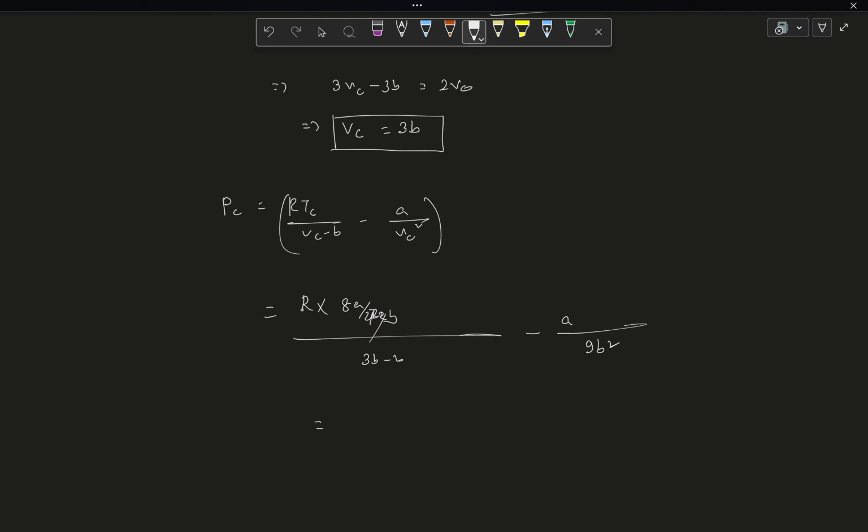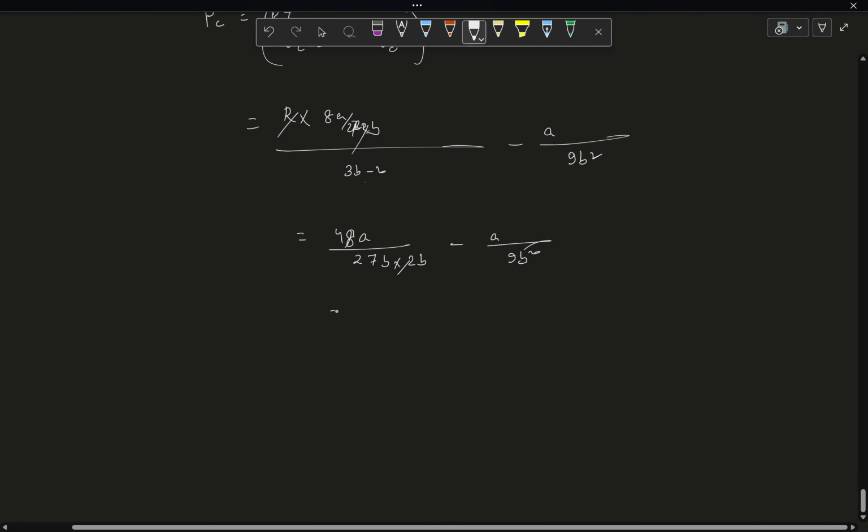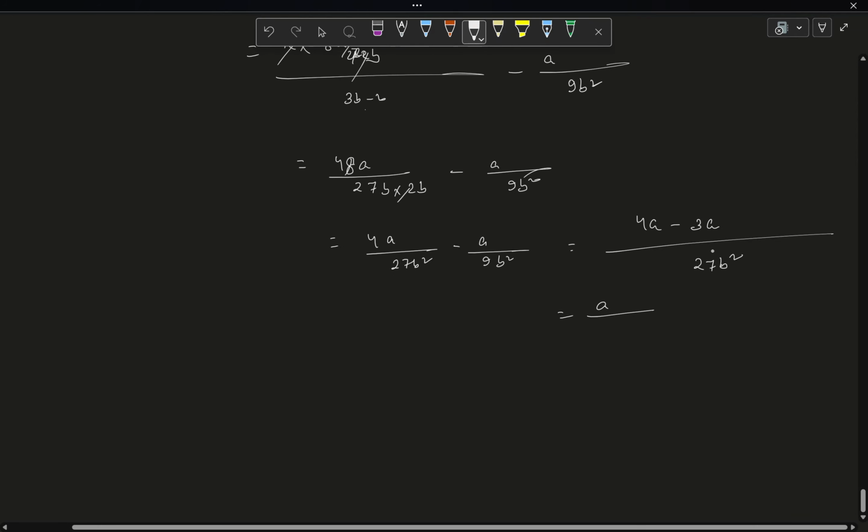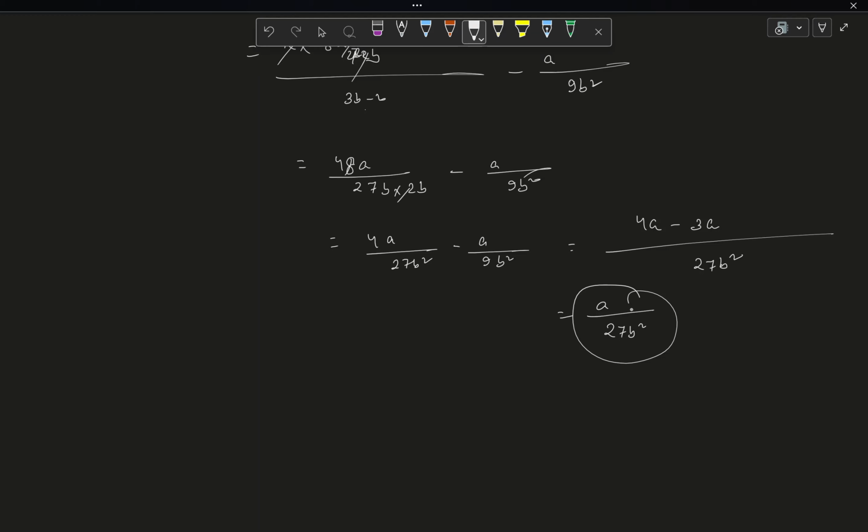So this is R and R cancels out. So this is 8A by 27B into this 2B is, right? So this is 4 minus A by 9B square. So this is 4A by 27B squared minus A by 9B squared. So this is 27B squared, 4A minus 3A, which is 9, by A by 27B squared. So this is your PC.